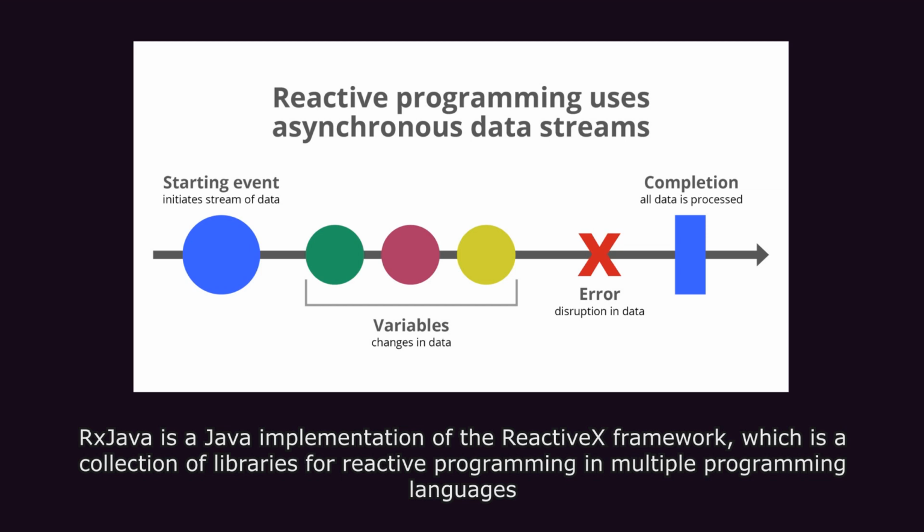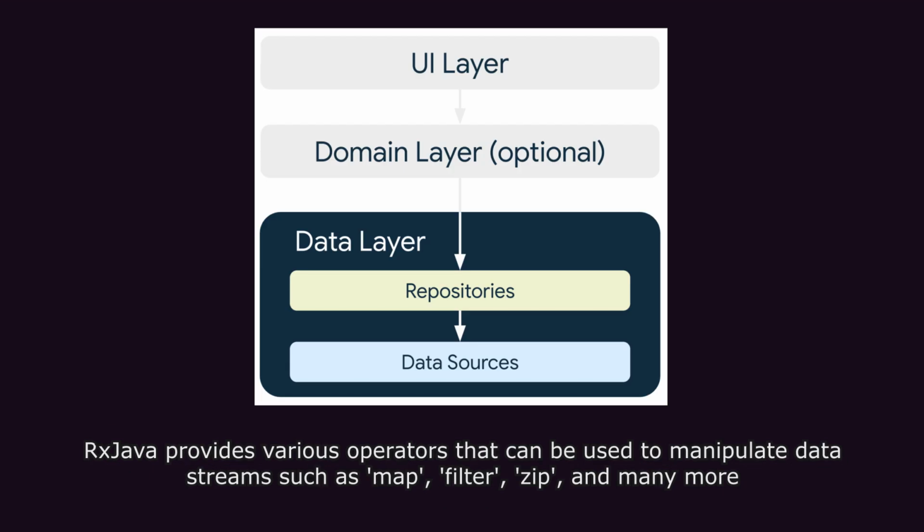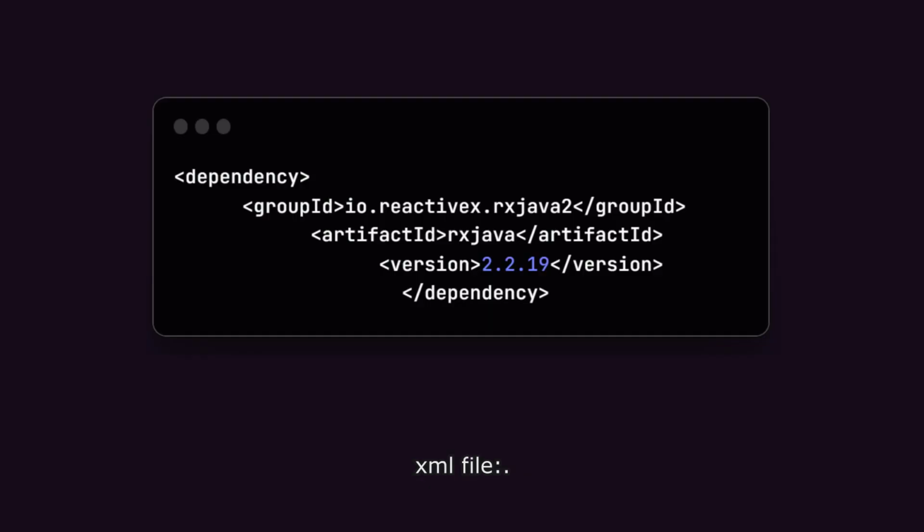RxJava is a Java implementation of the ReactiveX framework, which is a collection of libraries for reactive programming in multiple programming languages. RxJava provides various operators that can be used to manipulate data streams, such as map, filter, zip, and many more. To get started with RxJava, we first need to add it as a dependency to our project. Let's add this to our Maven POM.xml file.